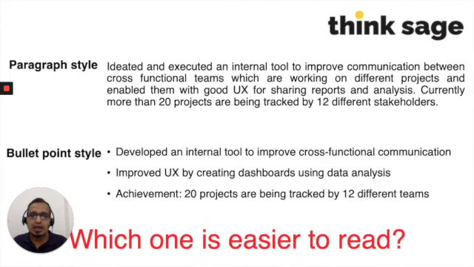Here also, if a busy hiring manager reads this paragraph, he or she will say that the candidate has ideated and executed an internal tool and did something. Let's move on to a different line. Instead of writing it in that fashion, you can write it in again 2 or 3 different lines. It says you developed an internal tool, improved UX by creating dashboards, achieved something out of it. So this clearly and in a very crisp fashion tells what exactly you did, and it makes the readability of your bullet points much better than the way you have mentioned the entire information here.